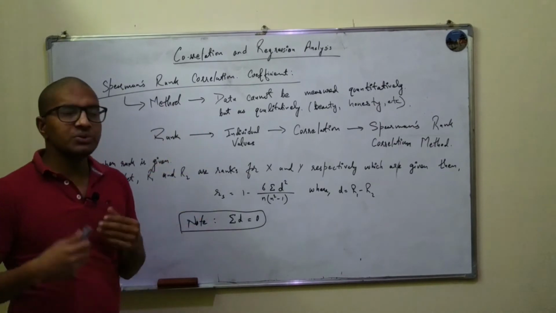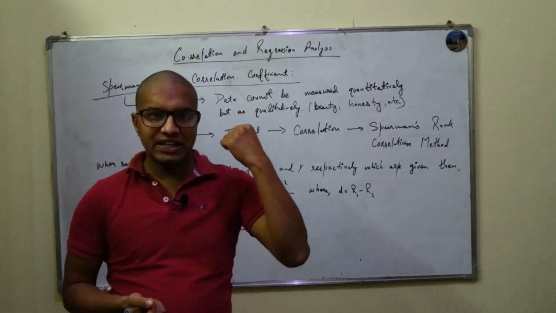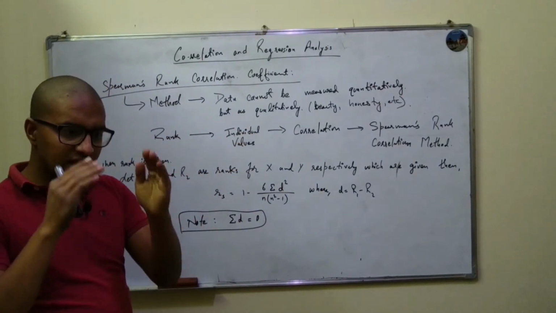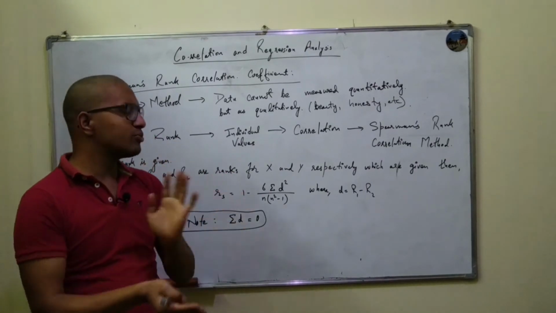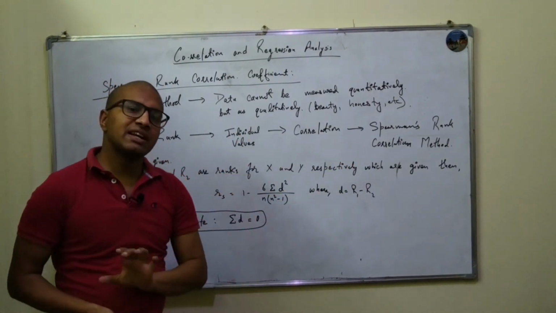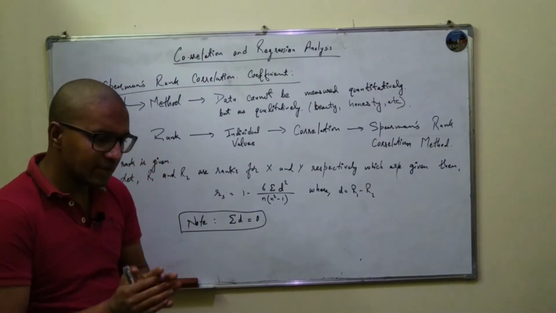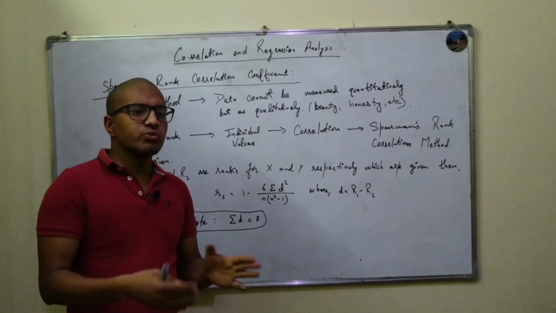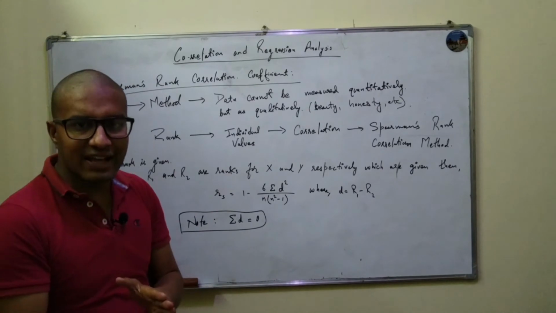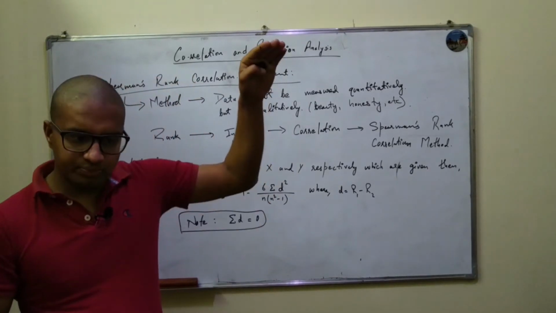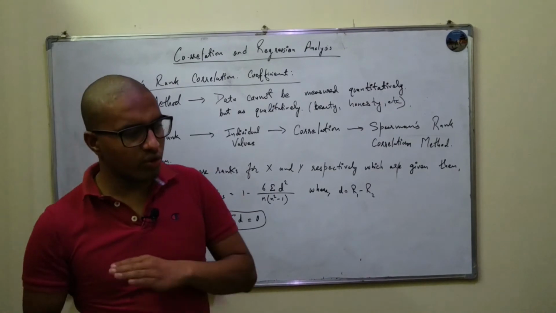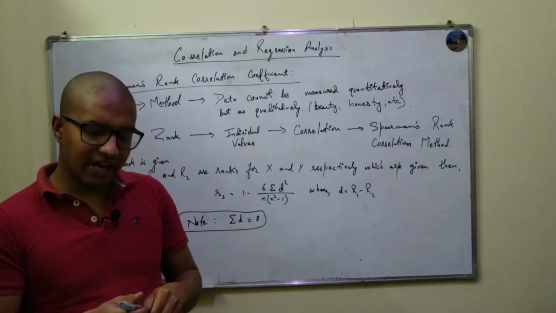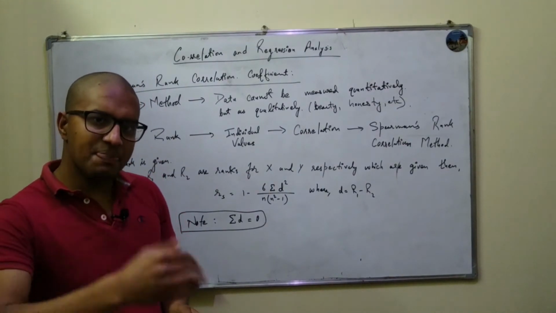How is it done? First of all, you need the ranks. Then, based on those ranks assigned to the individual values, we see how much correlation there is between them. That is known as Spearman's rank correlation method. If you are not given the ranks, we first assign the ranks, either from highest to lowest or from bottom to top, but you need to assign the ranks first. Always remember that if the rank is not given, assign the ranks and then compute it.